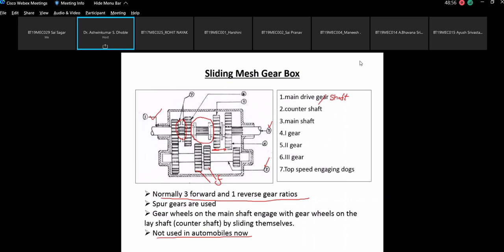Okay, so is this clear? All the parts are clear. Please understand that the main shaft is this splined one. These are the splines which are present on the main shaft.